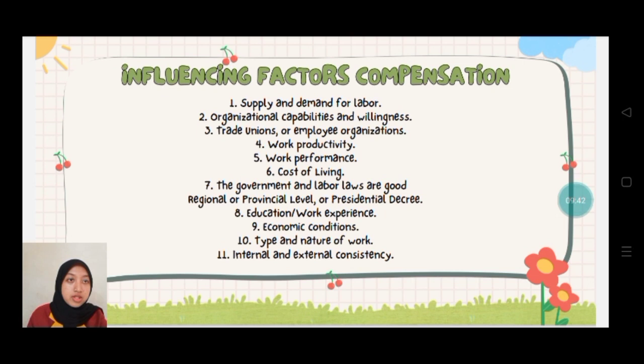Influencing factors of compensation. 1. Supply and demand for labor. 2. Organizational capabilities and willingness. 3. Trade unions or employee organizations. 4. Work productivity. 5. Work performance. 6. Cost of living. 7. The government and labor laws, whether regional or provincial level or presidential decree. 8. Education or work experience. 9. Economic conditions. 10. Type and nature of work. And 12. Internal and external consistency.